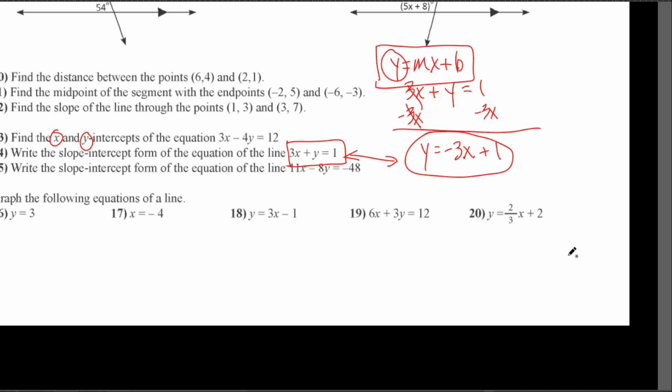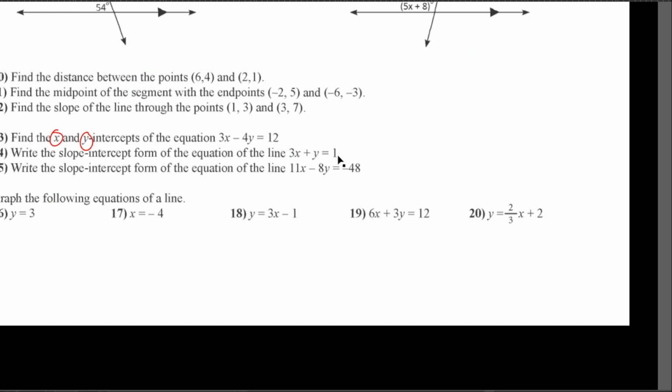Same thing with number 15. Now time is starting to run out a little bit, so let's do 15 a little bit faster. It's the same idea. So it's 11x, I'll rewrite it up here, minus 8y equals negative 48. It's the same idea, but I got one extra step I got to do. Excuse me. I got to get y by itself. So what do I get rid of first? The 11x. So I do it the same exact way. Negative 8y equals. Now watch what I'm going to do.